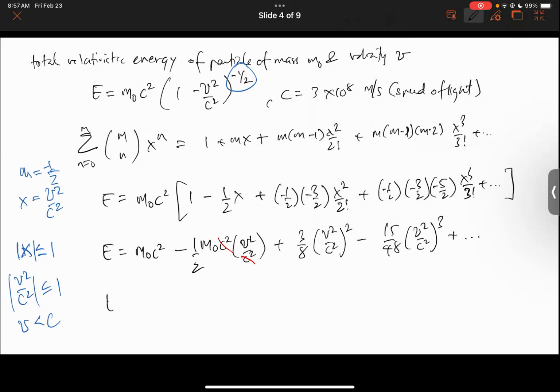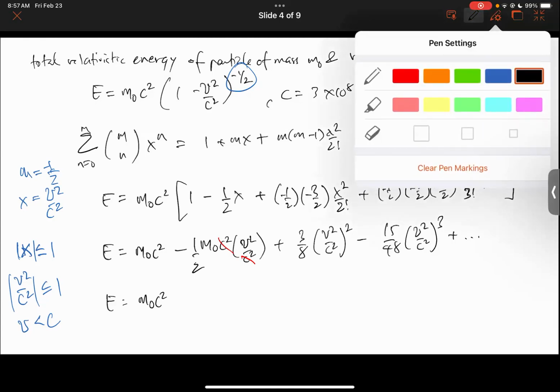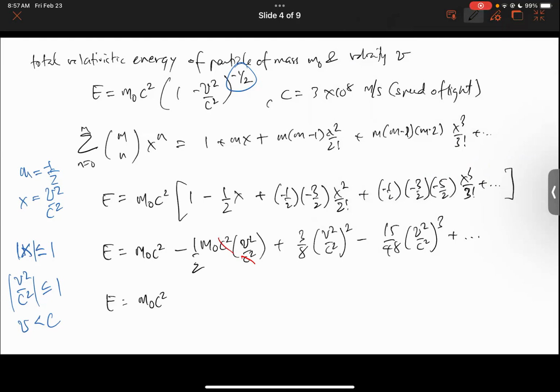Okay, so E is equal to m naught c squared. Wait, aha, okay, may nakalimutan ako. Sorry. Yung x is actually negative v squared over c squared, diba? Remember equation is 1 plus x, so this is actually negative. Ibig sabihin plus 1/2 m naught v squared. Itong negative sign dito doesn't matter, kasi naka-square naman siya. Dito nagmamatter yung negative sign, so we have to change this to plus.